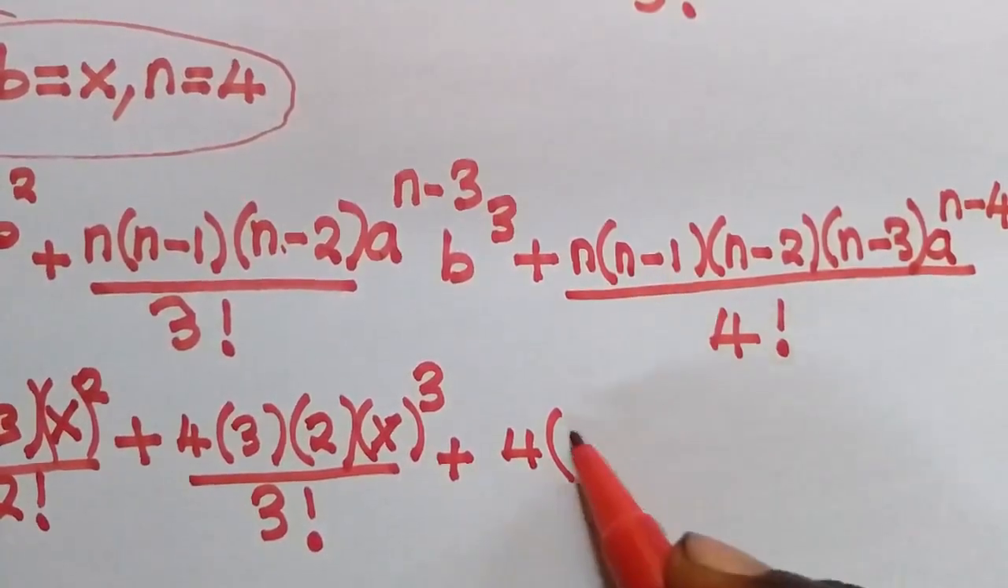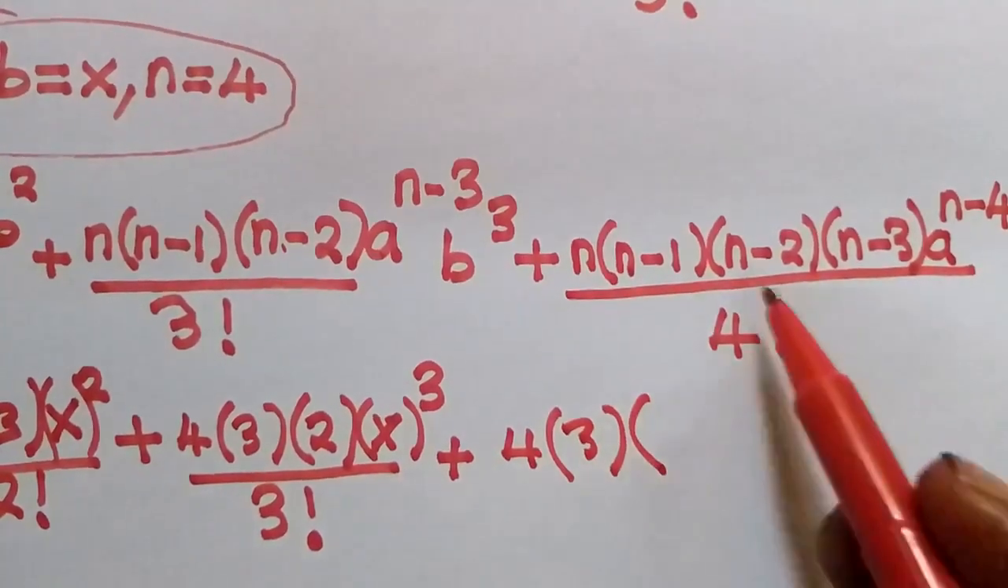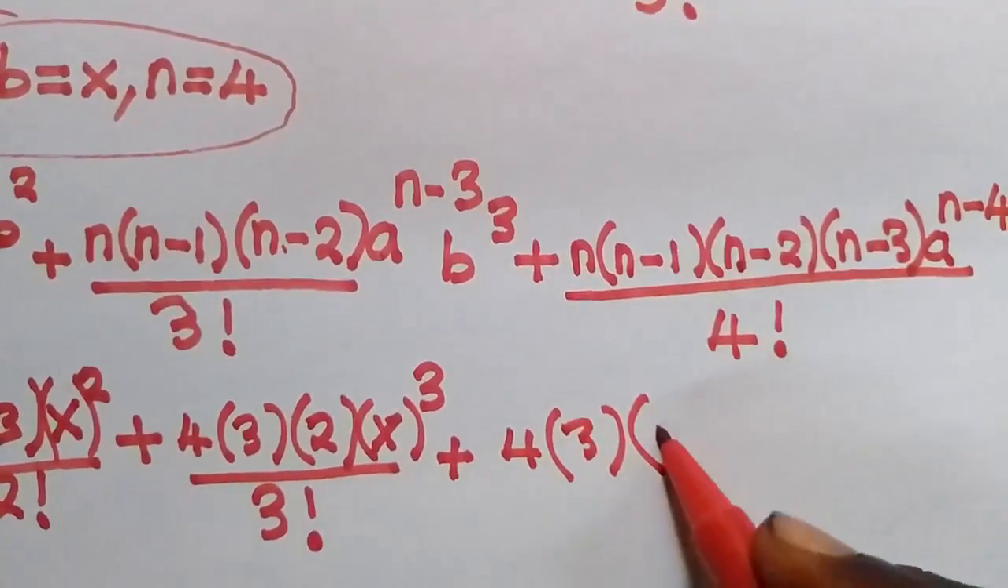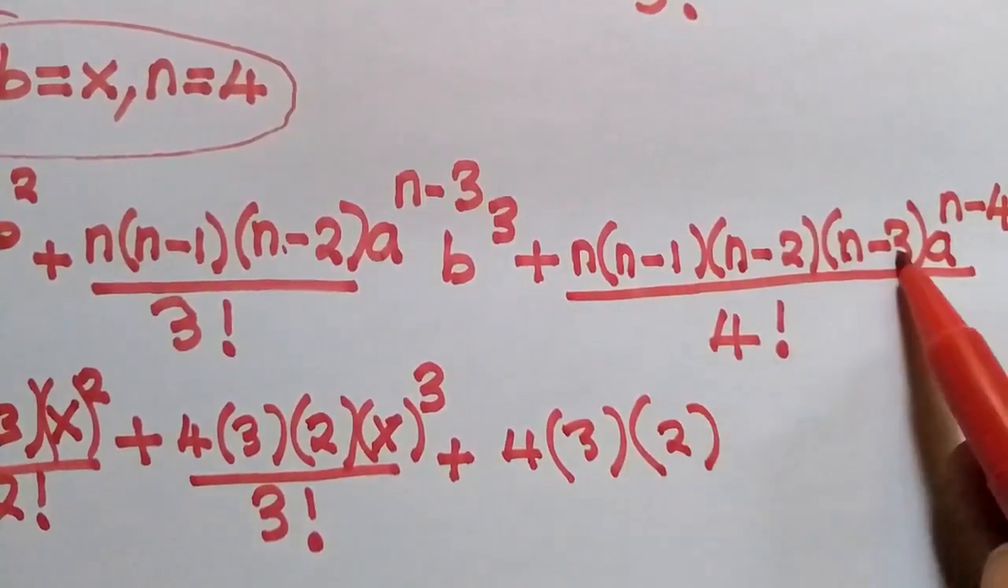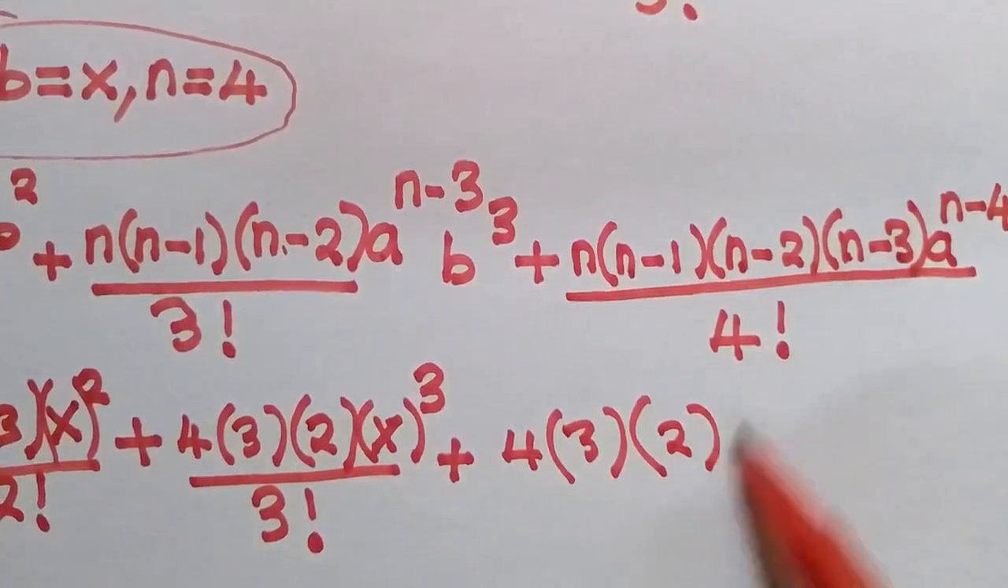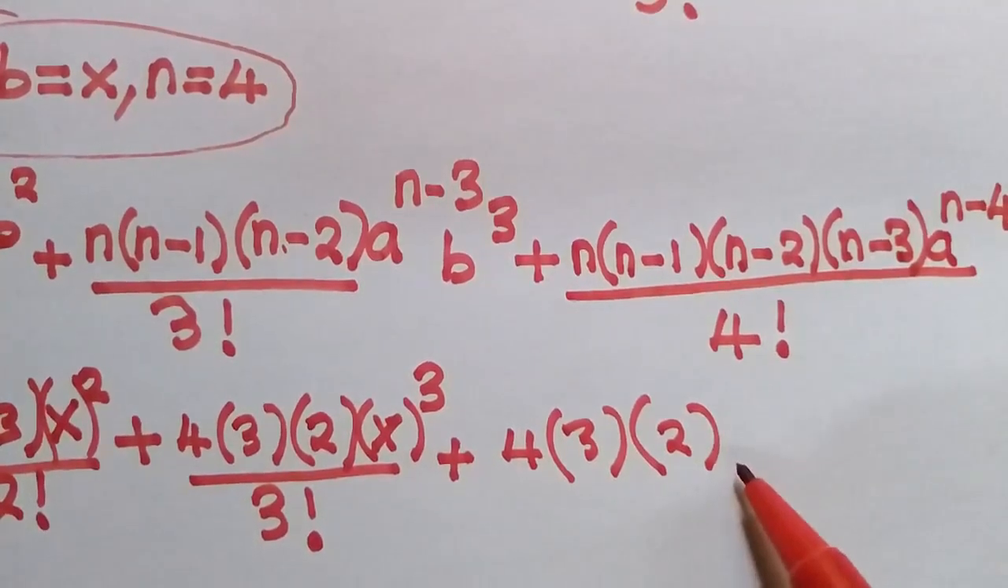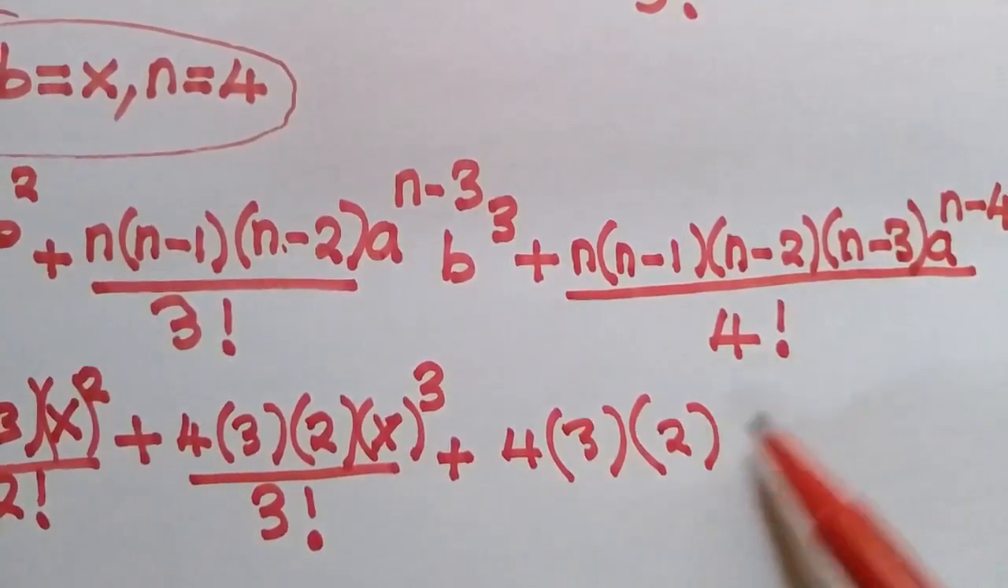4 minus 1, it is 3. 4 minus 2, it is 2. 4 minus 3, it is 1. So I won't write the 1 there, I'll just leave it.